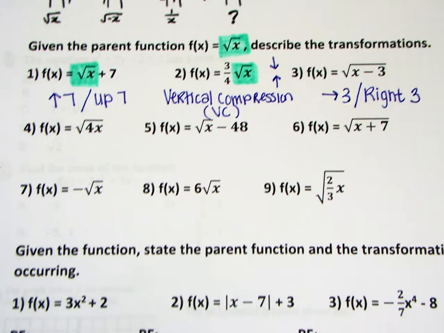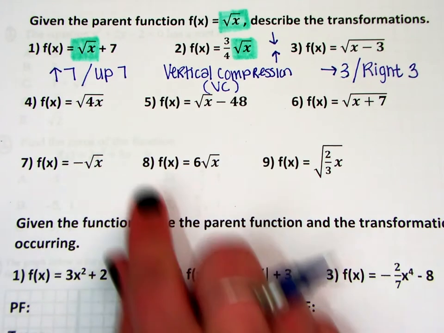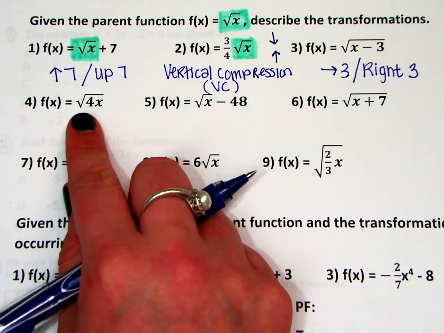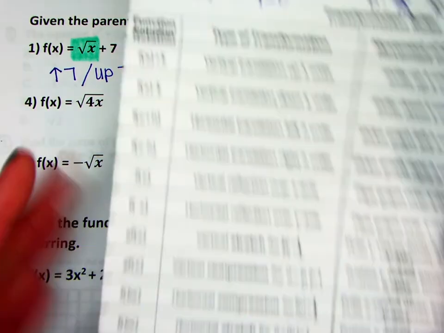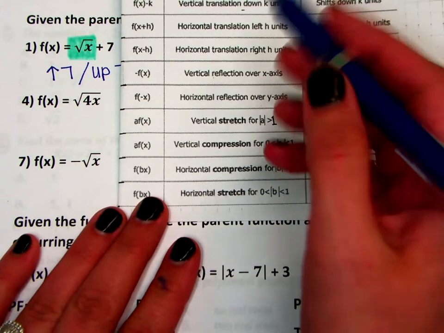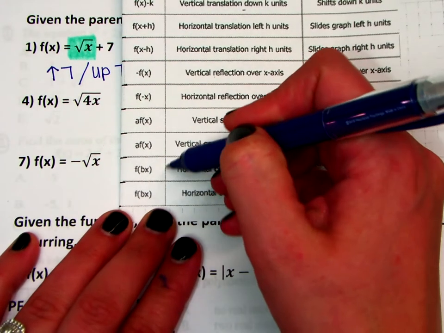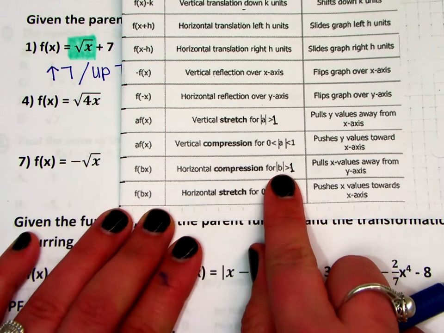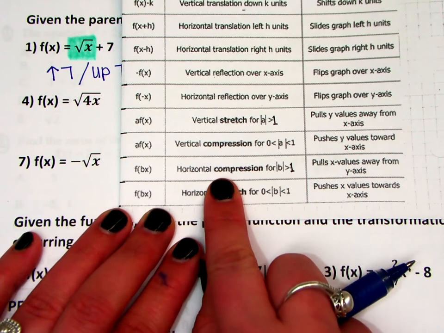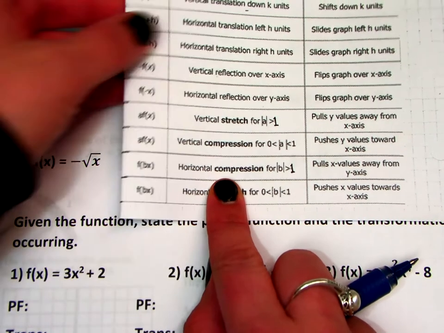All right, number 4. Again, I can't clearly see the square root of x, but I'm multiplying a number inside of the function. So I'm going to look here. Multiplying inside of the function is here. Well, 4 is greater than 1, so this is a horizontal compression.